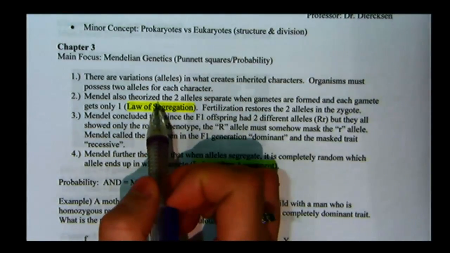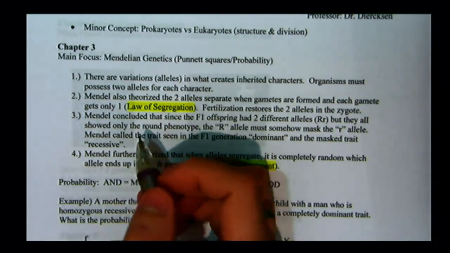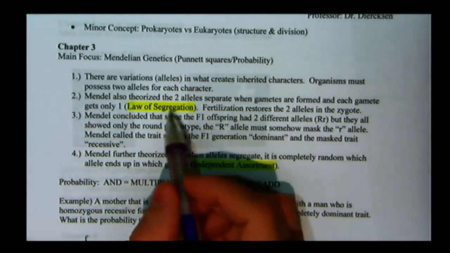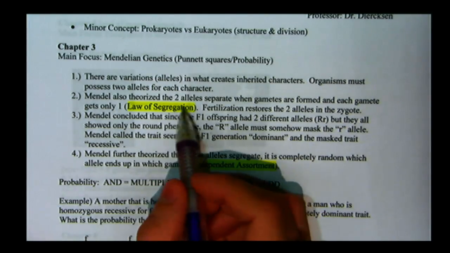And here are the probability rules. Remember, "and" means multiply, "or" means add. Sometimes you have to read into what the problem is asking. Sometimes it clearly says "and" or "or."